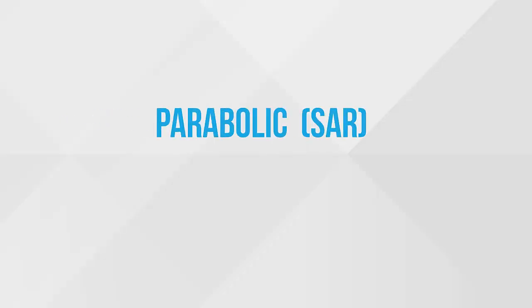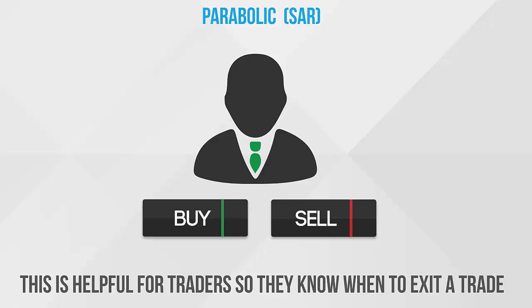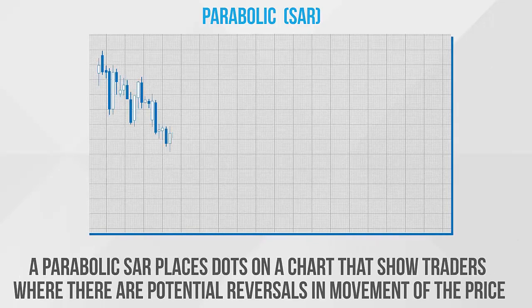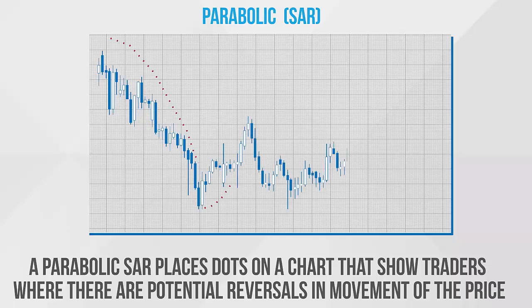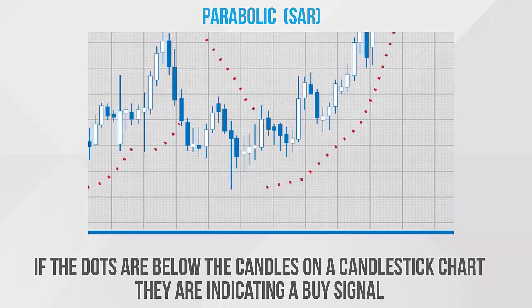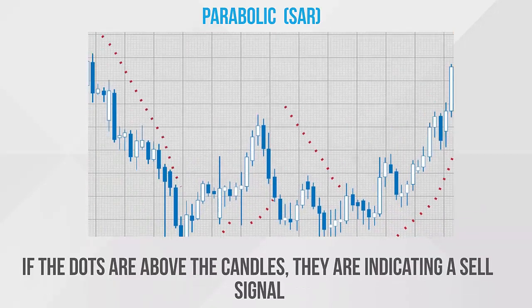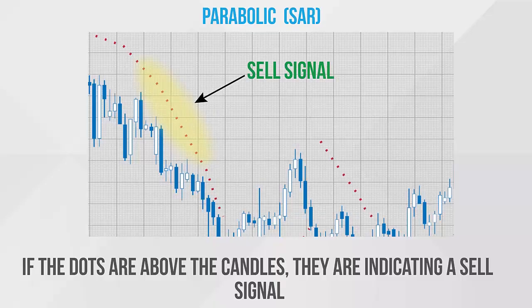Parabolic Stop and Reversal, SAR. This indicator signals the end of a trend rather than the beginning of one. This is helpful for traders so they know when to exit a trade. A parabolic SAR places dots on a chart that show traders where there are potential reversals in movement of the price. If the dots are below the candles on a candlestick chart, they are indicating a buy signal. If the dots are above the candles, they are indicating a sell signal.